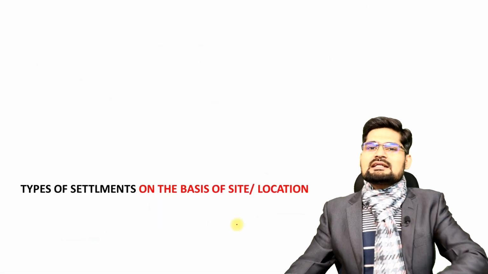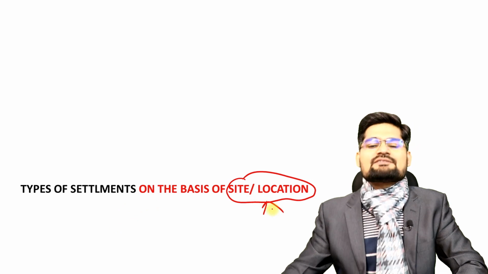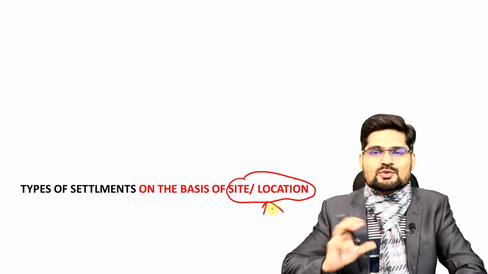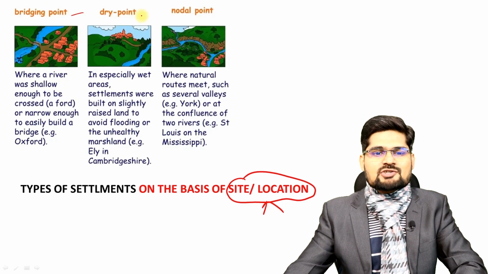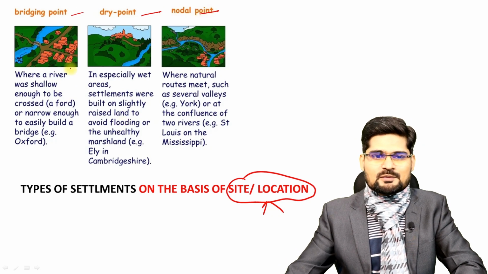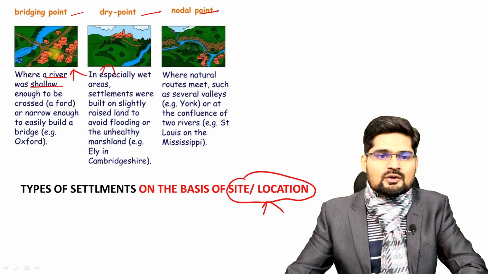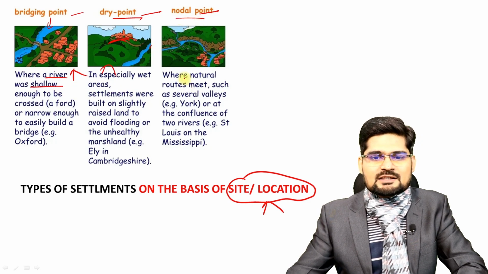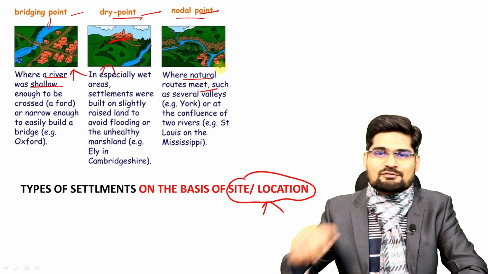Then further, let's understand the types of settlements on the basis of site and location specifically now. Right? So if you observe, we talked about locational factor, site factor, situational factor in the previous lecture also. So what you have, the bridging point settlement, dry point settlement, nodal point settlement. If you observe, these are the diagrams which you can clearly see, right? Where a river was shallow, you'll find a bridging point here. Dry point settlements on the top of the hills, not near the river. And then there are nodal point settlements, where there is a meeting point or node or confluence of rivers. Remember we talked about Dev Prayag's example.